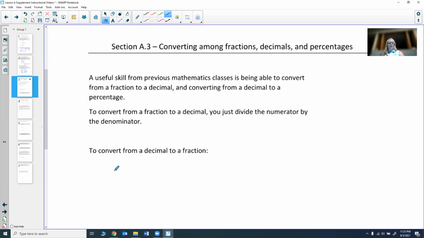The way we do that is that you put the number without the decimal point over top of a power of 10, 10 to a certain power, depending on how many decimal places there are. So we'll do examples of this. Trying to write this out is really difficult, but you're basically going to put the number part without the decimal point in the numerator, over 10 to a power. The power says how many decimal places you have.